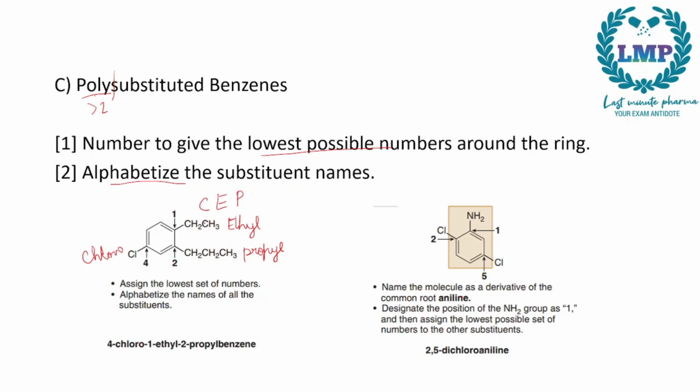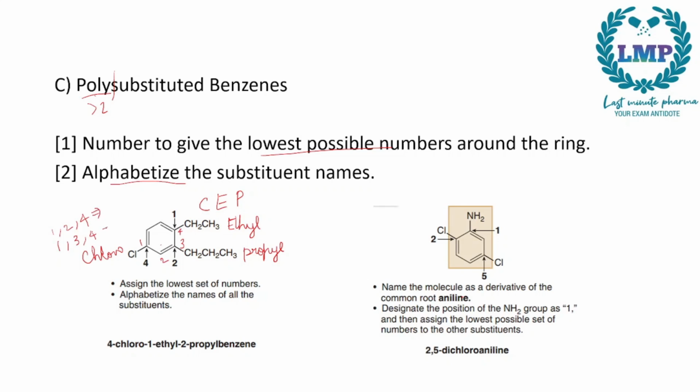So according to this, if we give the numbering around the ring as 1, 2, 3, 4, we will get 1, 2 and 4 as the substituent numbers. If I don't want this, I want to challenge the system, I will name it as 1, 2, 3, 4. What can go wrong here? We will check here. Our substituents got the numbers 1, 3 and 4.